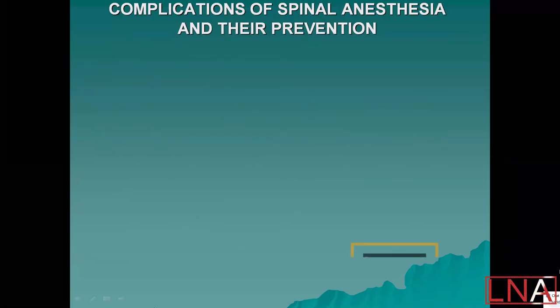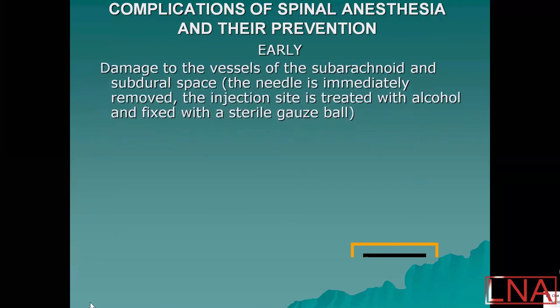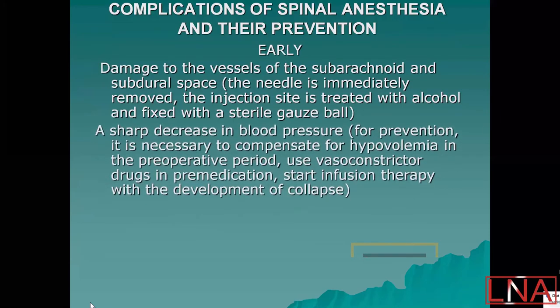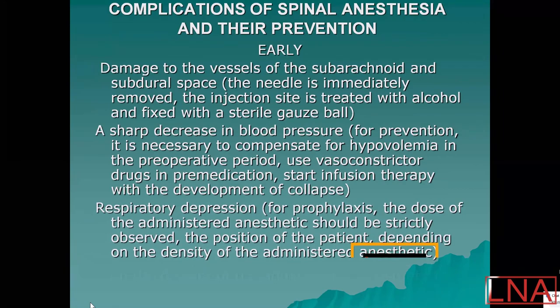Complications of spinal anesthesia and their prevention. Early complications. Damage to the vessel of the subarachnoid and subdural space. A sharp decrease in blood pressure. For prevention, it's necessary to compensate for hypovolemia in the preoperative period, use vascular constrictor drugs in premedication, and start infusion therapy with the development of collapse. Respiratory depression: for prophylaxis, the dose of administered anesthetic should be strictly observed, and the position of the patient should depend on the density of the administered anesthetic.